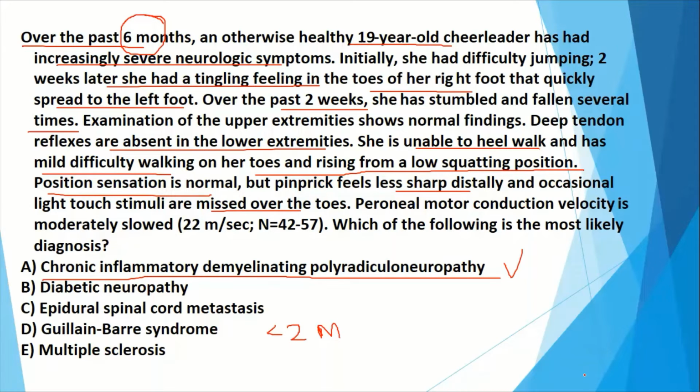So CIDP and AIDP, option A and option D, they both are very similar, right? But the duration of the symptomatology, the duration of the disease process, is going to differentiate between these two clinical entities. If the duration is less than 2 months, then it is GBS. If duration is greater than 2 months, then it is CIDP, option A. So in this case, option A is correct.